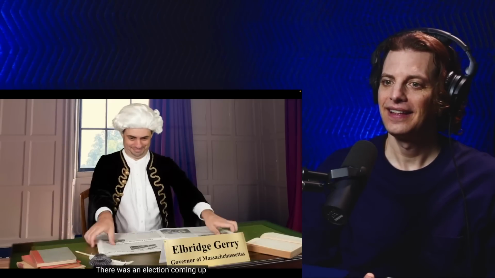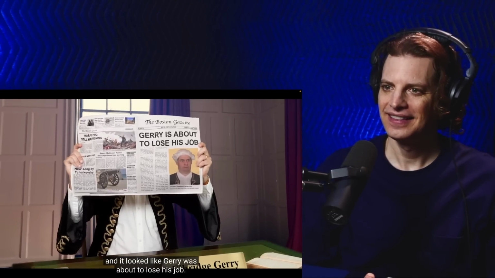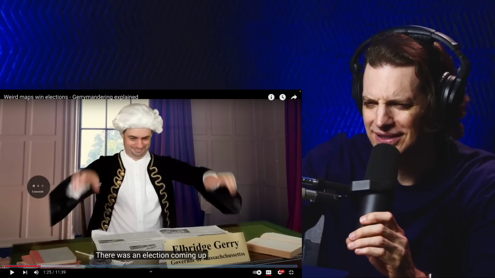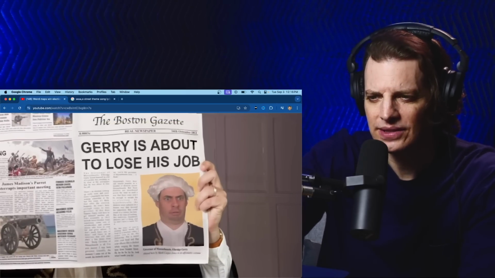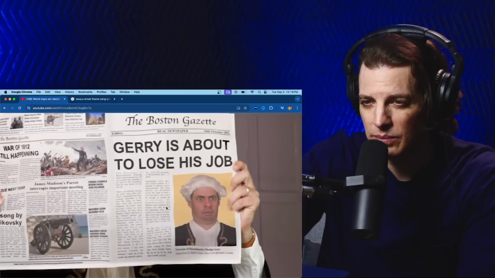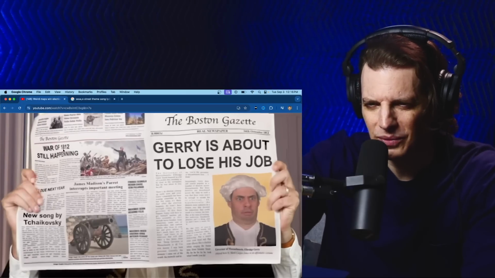The story starts in Boston, in the office of the governor of Massachusetts, Elbridge Gerry. With a G. With a G. There was an election coming up, and it looked like Gerry was about to lose his job. Wait a minute, what does it say on that paper? Gary is about to lose his job, and he makes the same face that he makes when he pulls the newspaper down. What does this say?